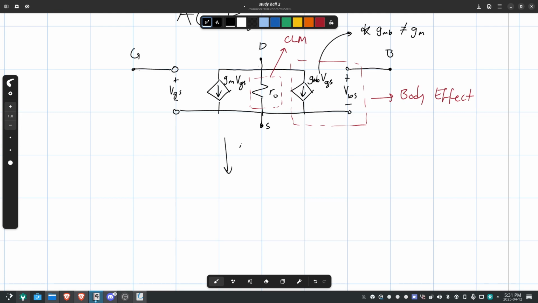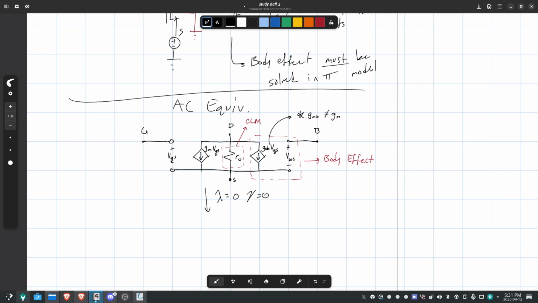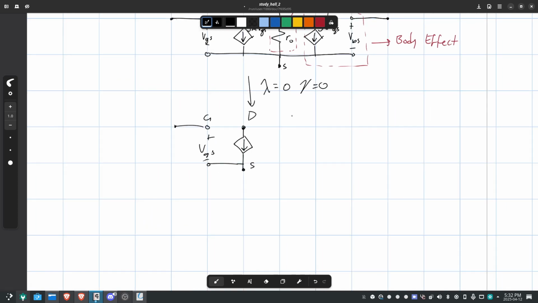So say if you know for a fact that your CLM is 0 and your body effect, oh, I should have said, if you see gamma is equal to 0, this means no body effect. If your gamma is 0, then you can literally just simplify this into gate. This is your current source. This is your S, and this is your drain. This is your gate. That's about as simple as it gets.